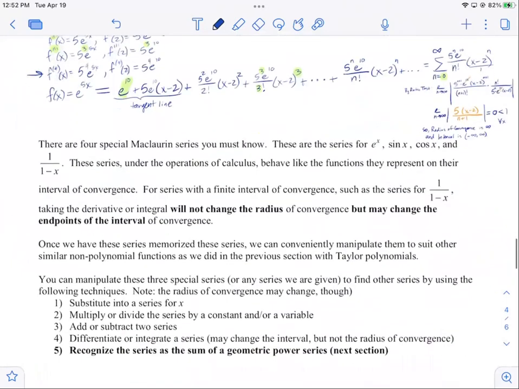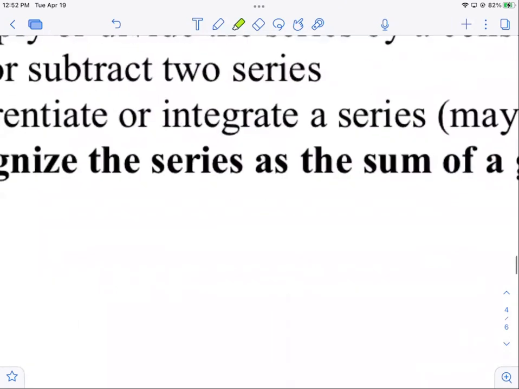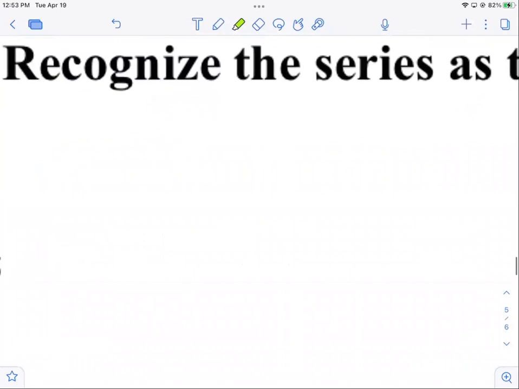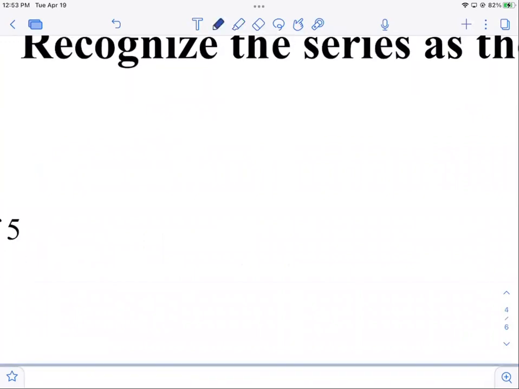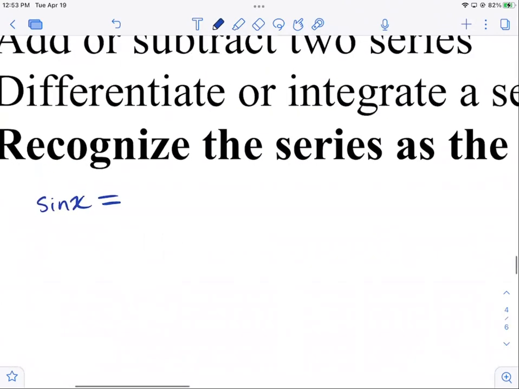All right, so there are 4 special Maclaurin series that you need to have memorized. E to the x, sine of x, and cosine of x. We already kind of have them memorized, but in polynomial form. What we need to do right now is look at their nth term. And then in the next section, we'll talk about 1 over 1 minus x by itself. So let's write these out. Let's do sine of x first. So sine of x now is equal to, not approximately anymore.